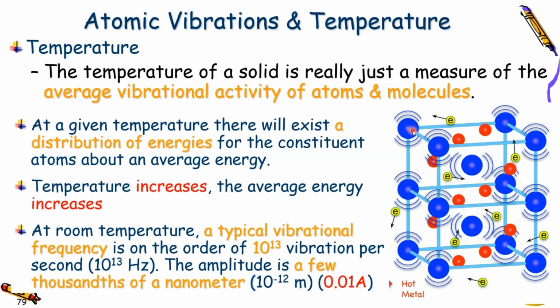The amplitude of the atomic vibration is a few picometers, which is 10 to the minus 12 meters, which is 0.01 Angstrom. So assume this is 1 Angstrom. Think of the diameter of the atom as 1, and this move is about 1 out of 100, so it moves just a little bit like this. But the frequency is 10 to the 13 hertz.